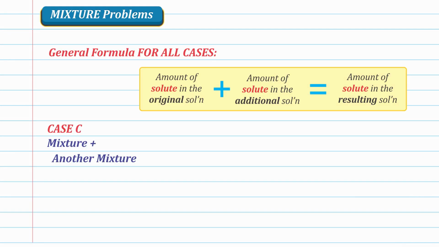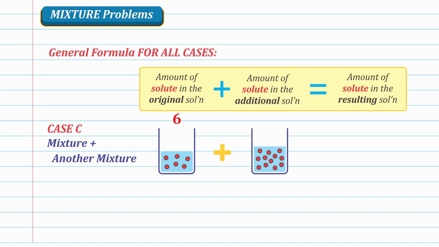Case C involves a mixture plus another mixture. Wala nang pure na idinadagdag. To visualize this, we can count granules of salt. We have an original mixture here with, let's count, 6 granules. Then we add a second mixture, hindi na pure ito, but a mixture with water plus 12 granules of salt. Thus, it results to more water in the resulting solution and, of course, with more salt.